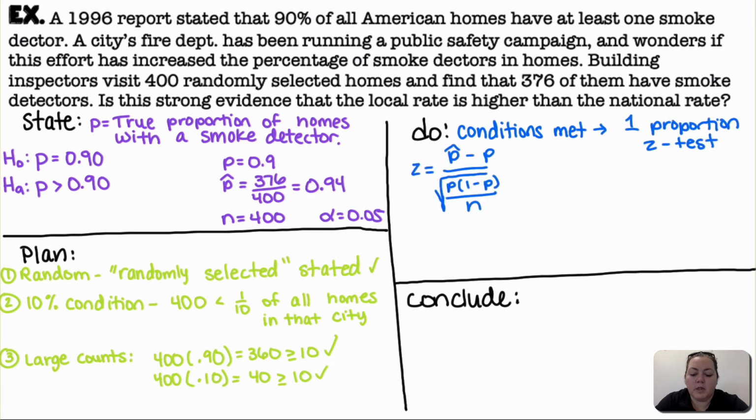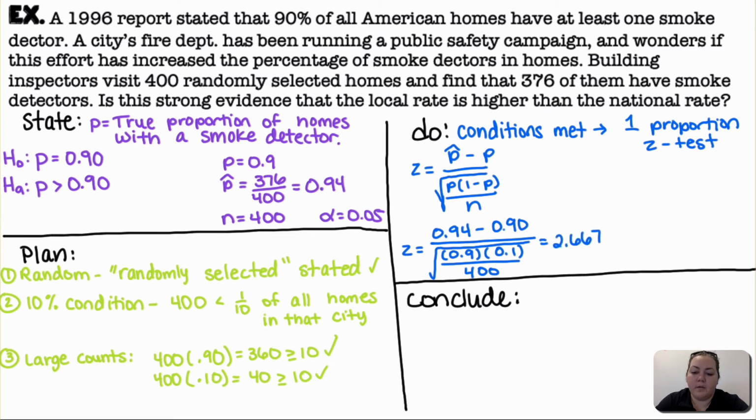My general formula, my formula when I plug numbers into it. On my calculator, I'm going to go to stat, test, 1 proportion z-test. I'm going to enter in for P naught, 0.9, for X, 376, for N, 400. I'm doing a greater than test, and I'm going to get a z-score of 2.667.